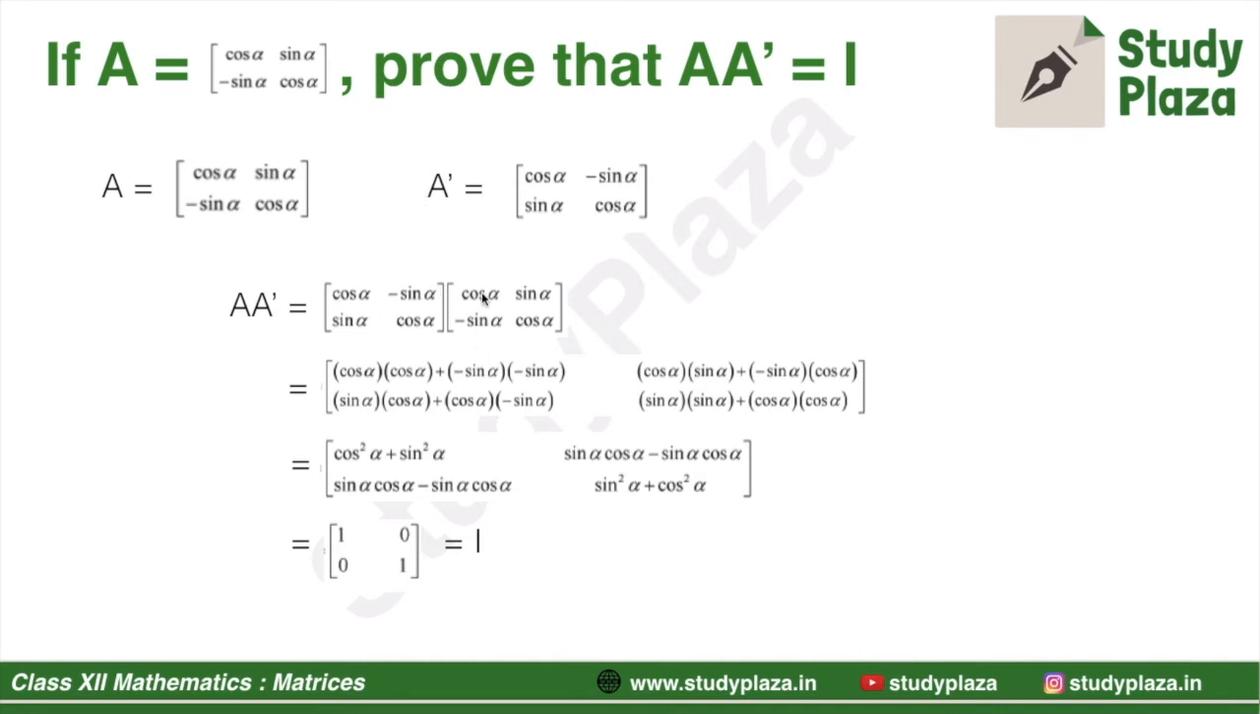Multiplying the first row with the first column, we get cos alpha into cos alpha plus minus sin alpha into minus sin alpha. Similarly, multiplying the first row with the second column of A dash, we get cos alpha into sin alpha plus minus sin alpha into cos alpha. Similarly, multiplying the second row with the first column, and the second row with the second column, and when we solve it, we get cos square alpha plus sin square alpha, which is equal to 1, cos alpha sin alpha minus sin alpha cos alpha, which is equal to 0. Similarly, this is also equal to 0, and this is also equal to 1. Hence, it becomes the identity matrix, or we can say it is the I matrix. Hence, we have proved that A into A dash is equal to I.